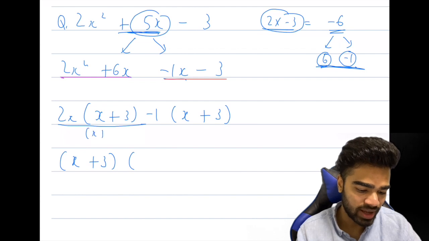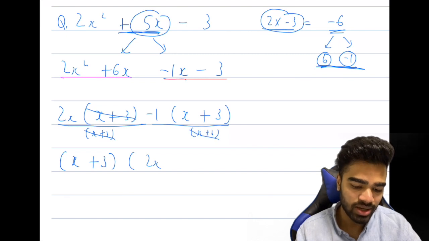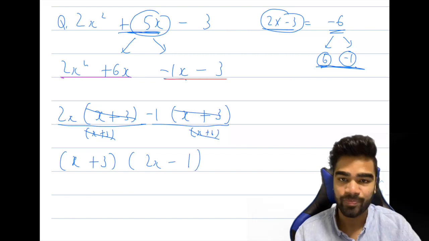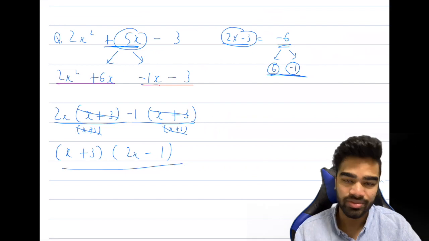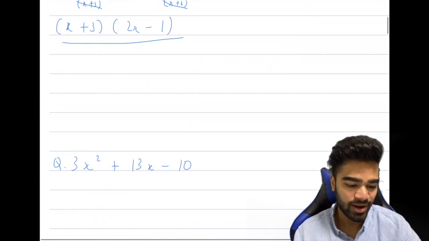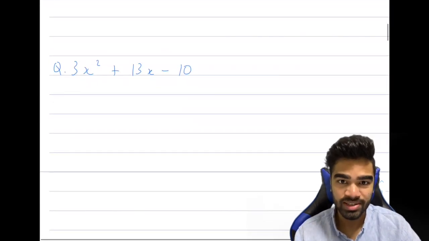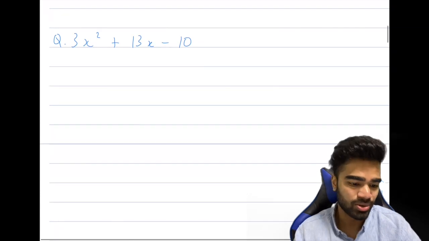So if you take x plus 3 outside, what are you left with? If you divide this by x plus 3, this and this cancel, you're left with 2x. And if you divide the second term by x plus 3, this cancels, you're left with minus 1. Okay, good. Look at that. You factorized it. Okay, that's it. Now, I know it's a bit confusing. Don't worry, we'll do another question.